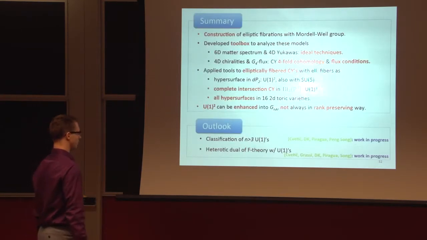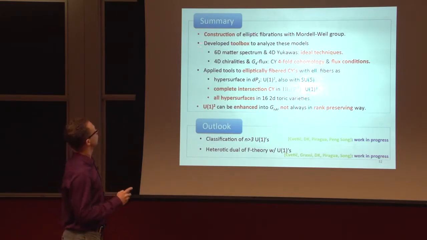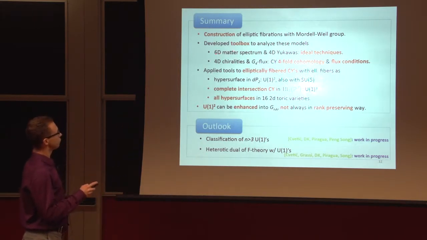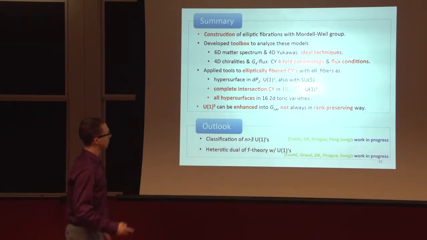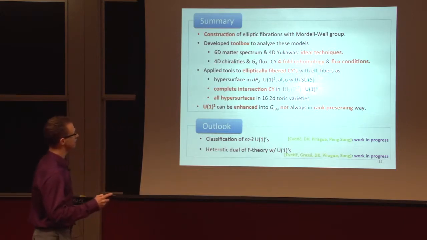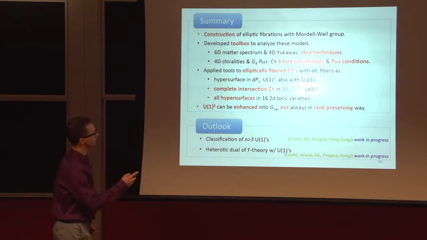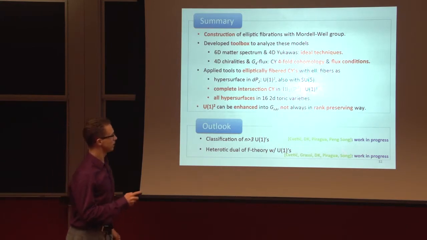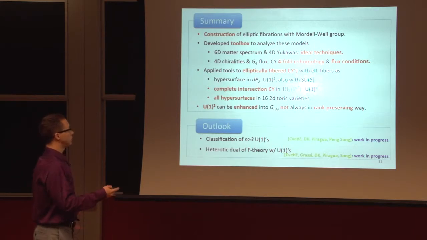Okay, so this is now the summary of my talk. I tried to show you how to construct elliptic fibrations with higher rank Mordell-Weil group. I developed a toolbox to analyze these models, to extract the 6D matter spectrum and 4D Yukawas using ideal techniques. Then I showed how to compute 4D chiralities by G flux, by cohomology computations, and by developing flux conditions on G flux in F theory.